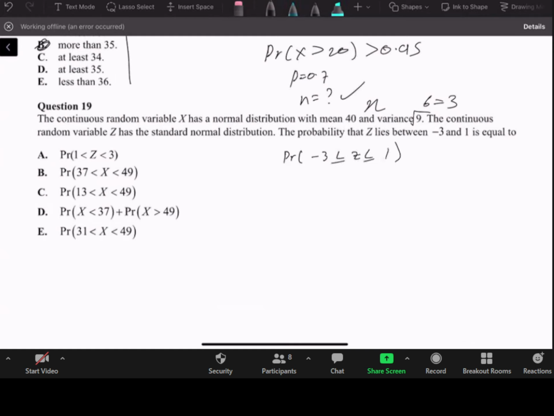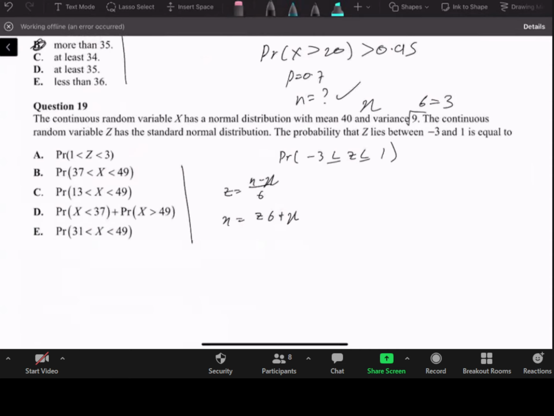So basically for this one, we just have to convert it to, well, looking at the answer options, x values. So remember, z is x minus mu on sigma. So that means x is z times sigma plus mu. So if we start with -3, that's -3 times 3 plus 40, so that's going to be 31. And if we do 1, so z is 1, 3 plus 40, so x is 43.